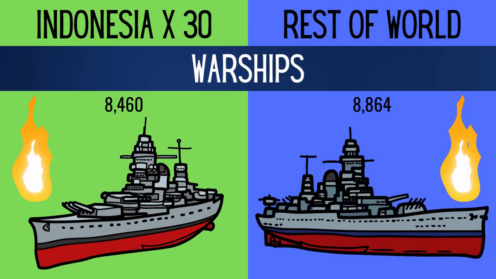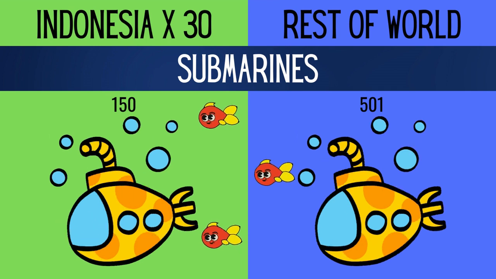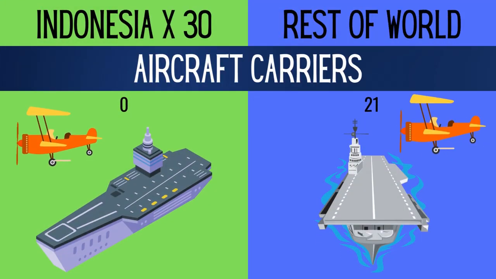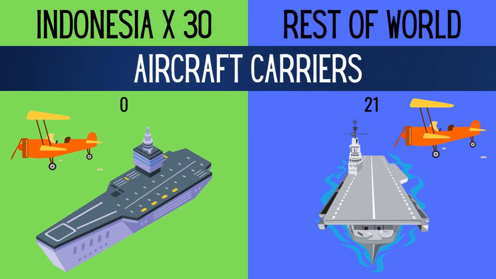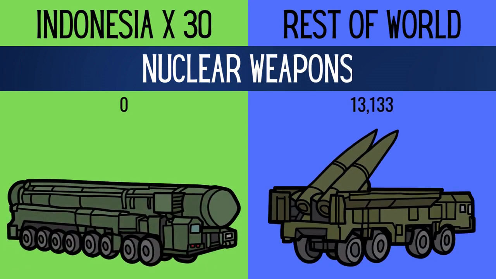There are 8,460 warships in 30 Indonesia, and there are 8,864 warships in rest of the world. There are 150 submarines in 30 Indonesia, and there are 501 submarines in rest of the world. There are no aircraft carriers in 30 Indonesia, and there are 21 aircraft carriers in rest of the world. There are no nuclear weapons in 30 Indonesia, and there are 13,133 nuclear weapons in rest of the world.